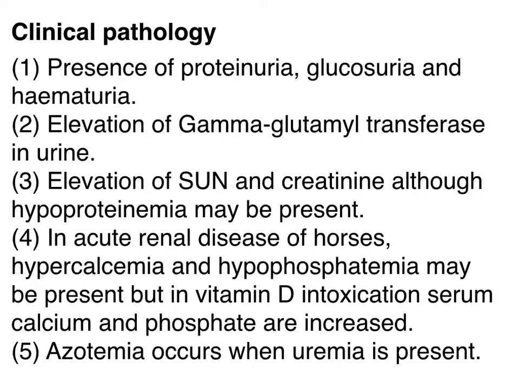وفي الحالات الحادة acute renal disease of horses, hypercalcemia زيادة أو ارتفاع في الكالسيوم and hypophosphatemia may be present, but in vitamin D intoxication serum calcium and phosphate are increased. Isosthenuria occurs when uremia is present.